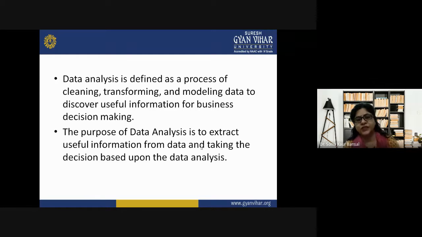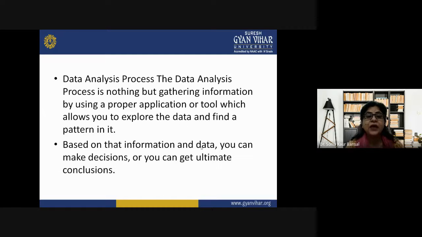This is about the quantitative type. But along with that, maybe you do not have data in numerical form. You do not have any set numbers for your results. Maybe it is based on some observation or interview. Even in that case, what you have observed, what you have realized, and how it is going to work is mainly the focus of interpretation. So the purpose of data analysis is to extract useful information from data and take decisions based upon the data analysis.